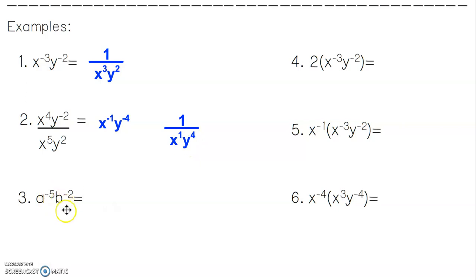We have a to the negative 5, b to the negative 2. Both of those negative exponents would get flipped to the bottom. And we have 1 over a to the 5th b squared. I want you guys to take a look at these last 3 on your own, and then try to fill out the last part of your foldable.